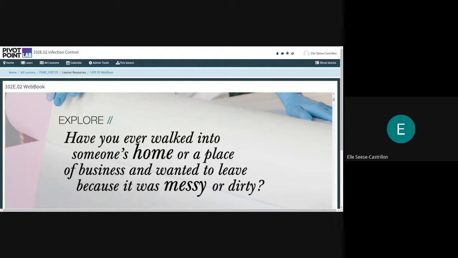and wanted to leave because it was messy or dirty? And I personally can say yes to that. I've gone into a doctor's office before and it did not look very clean. And so I just simply said I had an emergency that came up and I would have to reschedule because I did not want to be serviced by a doctor in a dirty establishment. So something to think about for you guys if you've ever been in that kind of situation and what really made you determine that it was messy or that it was dirty.